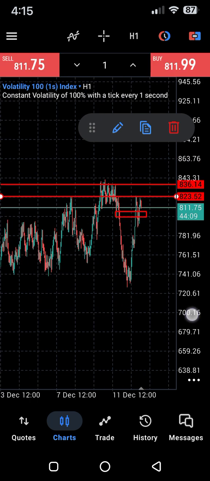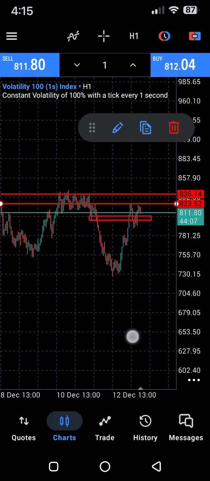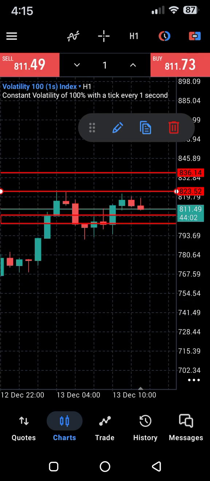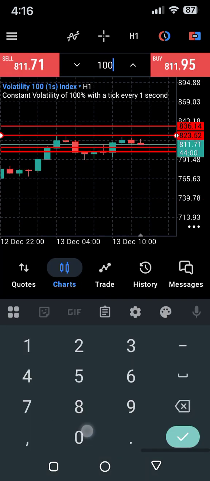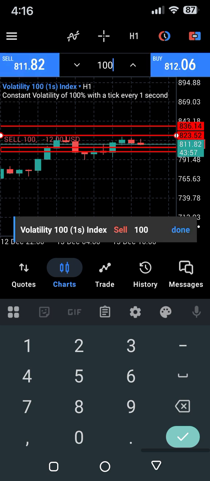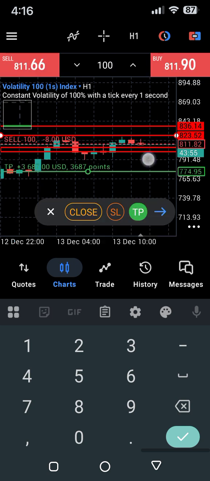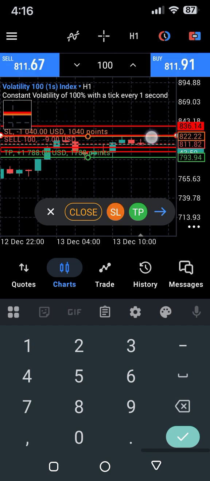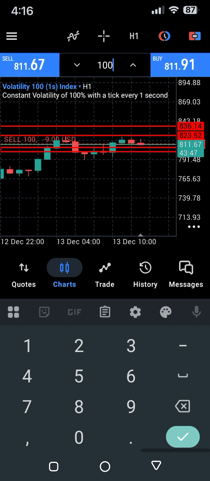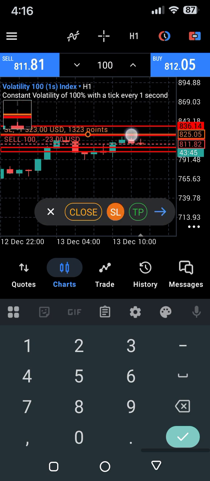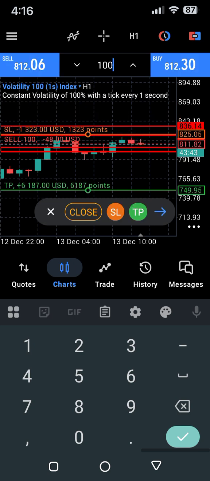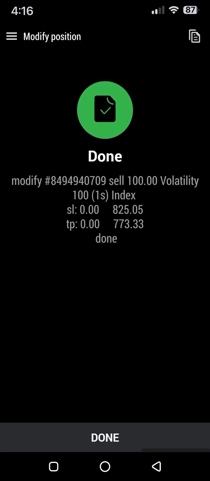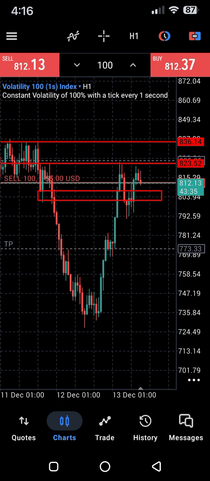Okay, and also from the H1 perspective, we see that price is underneath the same zone where we had massive selling. So I will start stacking in my sales on V100 with a bigger lot size, 100. My TP is going to be at this area over here of support. My stop loss is going to be just above this level over here. This will be another good area of support, so I'll be holding price until we reach that zone over there.